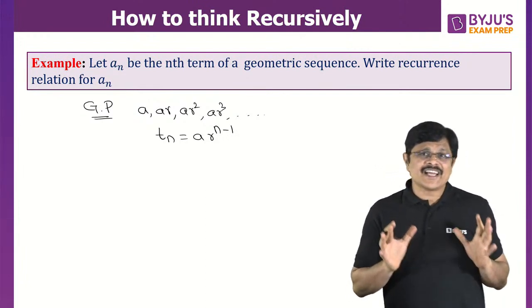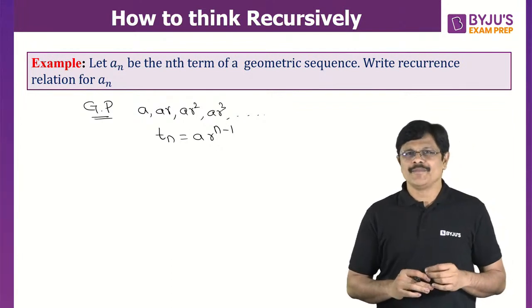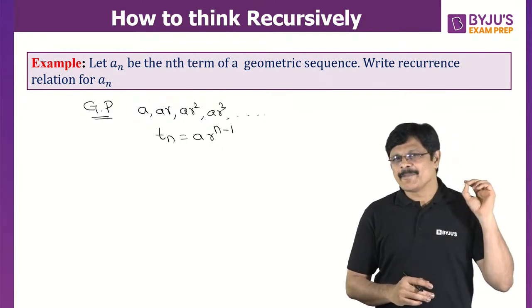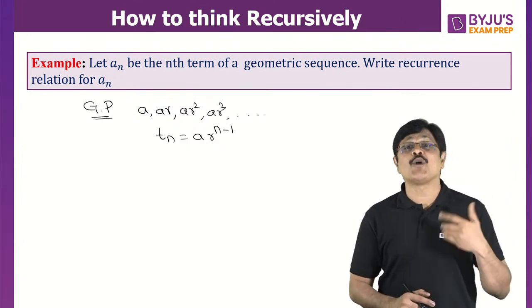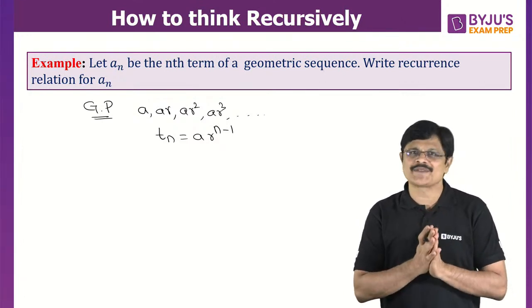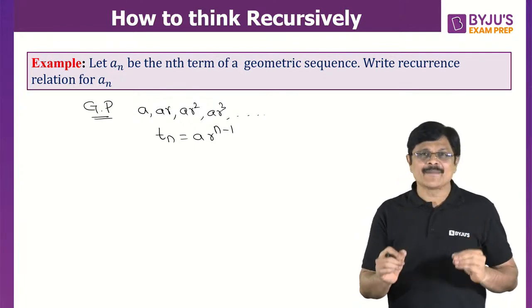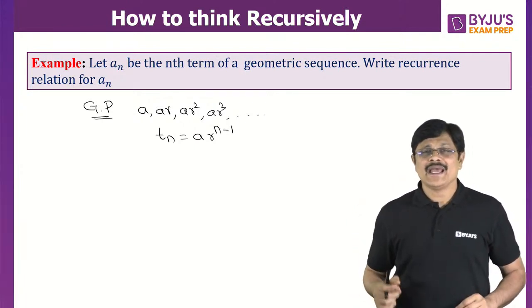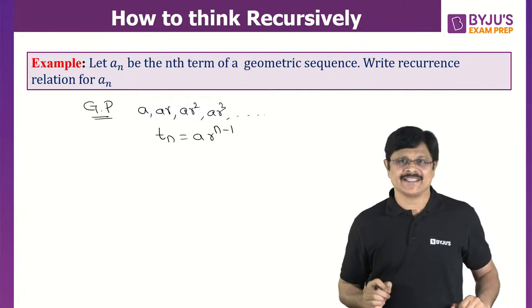See, recurrence relation means it is not solving the problem. Please remember, this is a misconception for many people. Whenever they give a recurrence relation, they think they want to solve the problem. We don't solve the problem. Recurrence relation means writing the problem in terms of subproblems. And this is one of the important problem solving techniques.